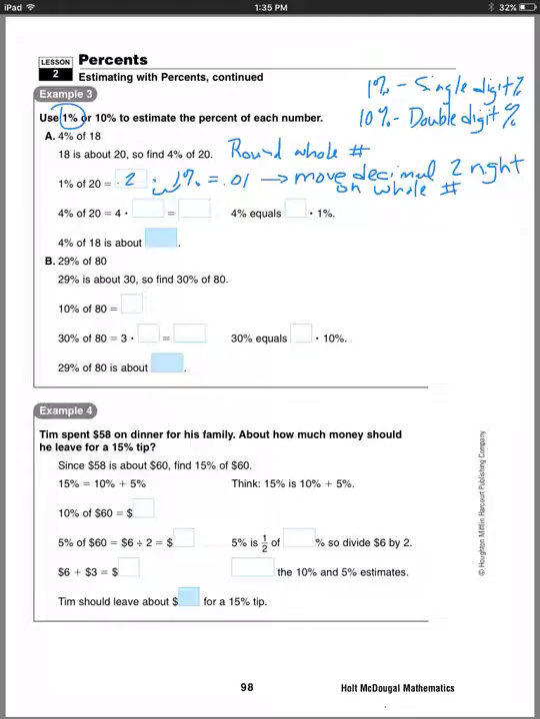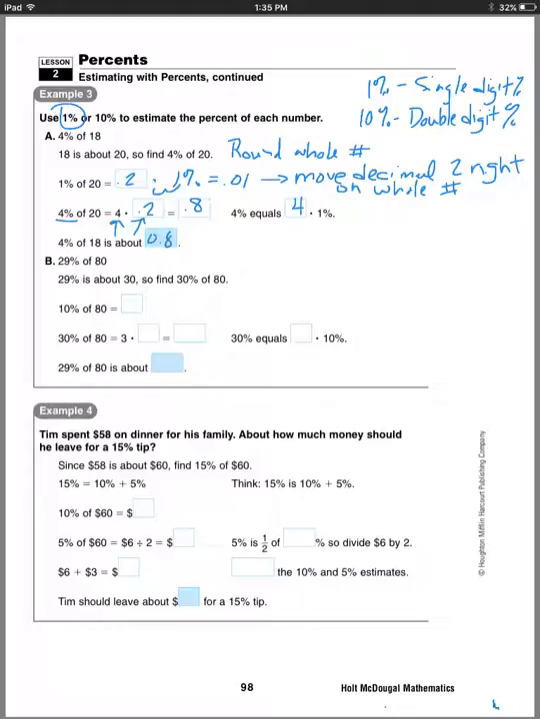Okay, so we know that 1% of 20 is 0.2, but we want to know 4% of 20. So we take 4, because that's the percent we want to know, times 0.2, which was what 1% of 20 was, and we multiply those together, and we get 0.8. So 4% equals 4 times 1%. That's why we're multiplying 4 times what we got for 1%. So 4% of 18 is about 0.8.